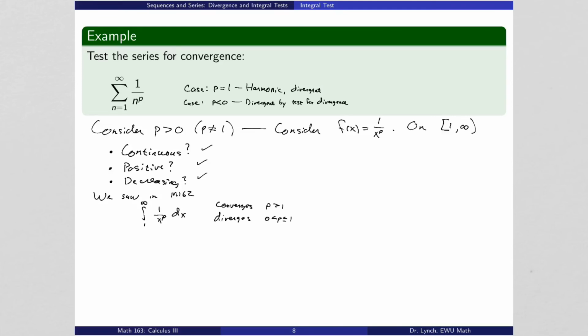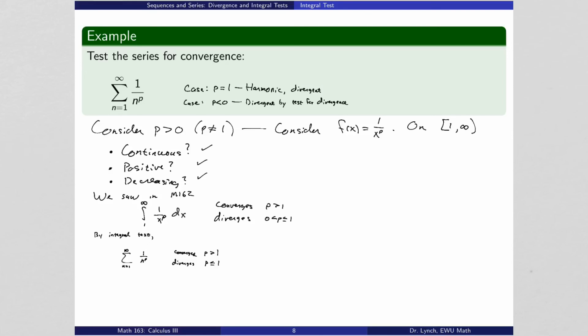Now, we saw in Math 162 and Calc 2 that this improper integral converges when p is greater than 1 and diverges when p is between 0 and 1. So that's what the series does too. So here's our series 1 over n to the p, which converges when p is a number that's greater than 1 and diverges otherwise.